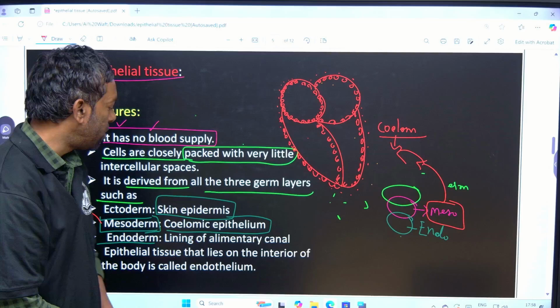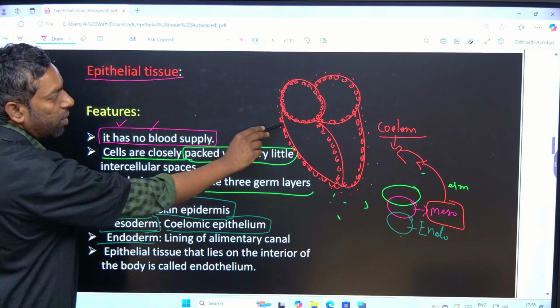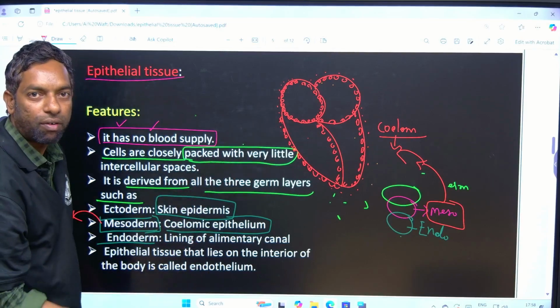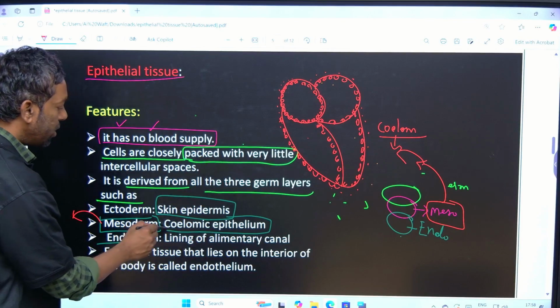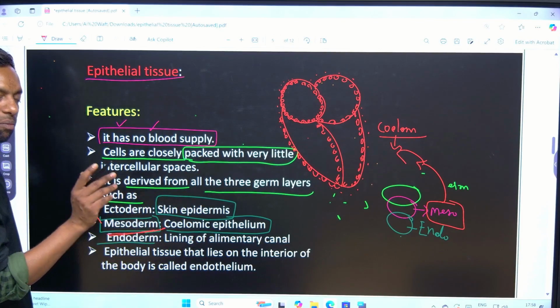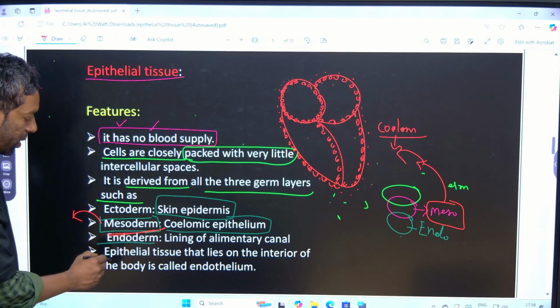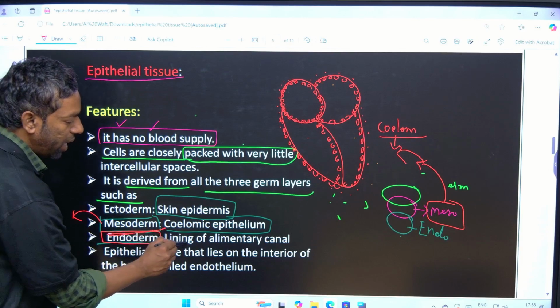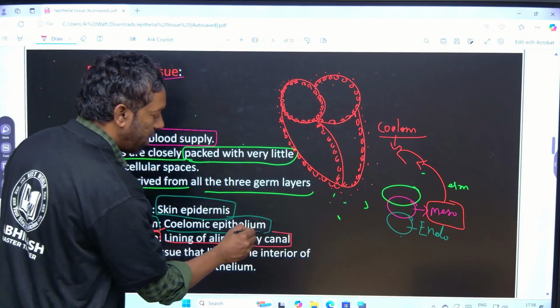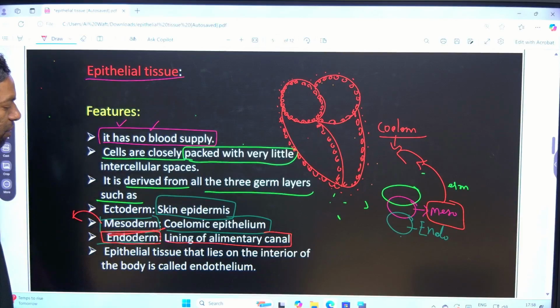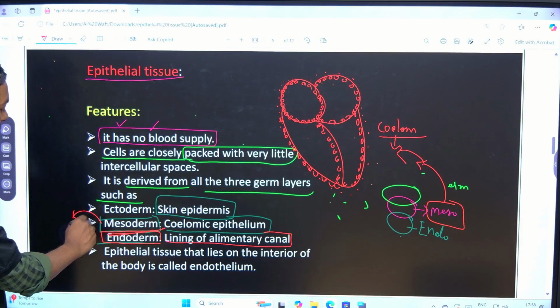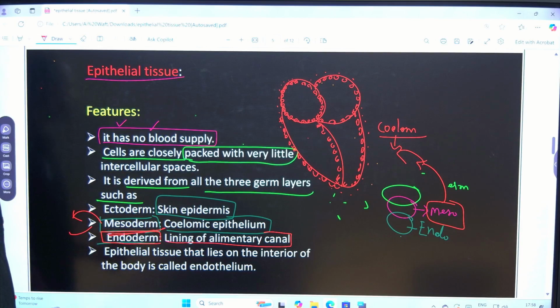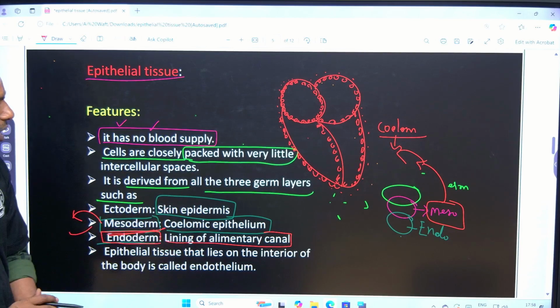Okay, we can call it epithelial tissue. There is an epithelial tissue covered heart. Does it mean it is of mesodermal origin? Yeah. Endoderm: the lining of the alimentary canal, which is developed from epithelial tissue.